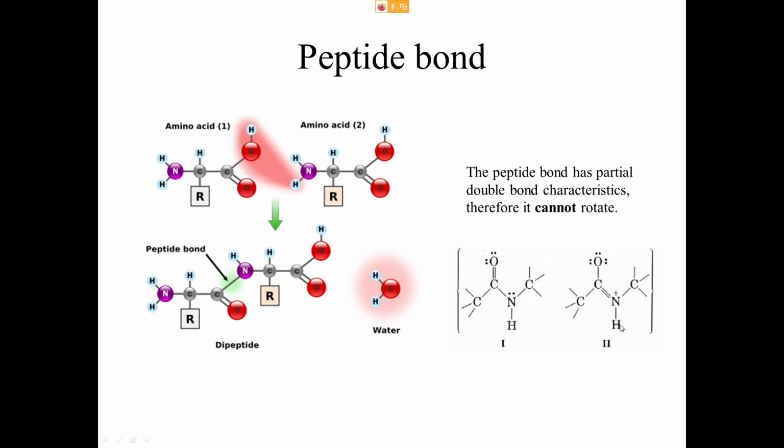And this bond has a double bond or partial double bond characteristic, so it cannot rotate. So you can treat it as if this thing were trans the whole time. It can't rotate, so this can flip over and be up here. It'll stay in this conformation. Everybody understand that? I know it looks like a single bond, but because it has this resonance, it cannot rotate. It has partial double bond characteristics.